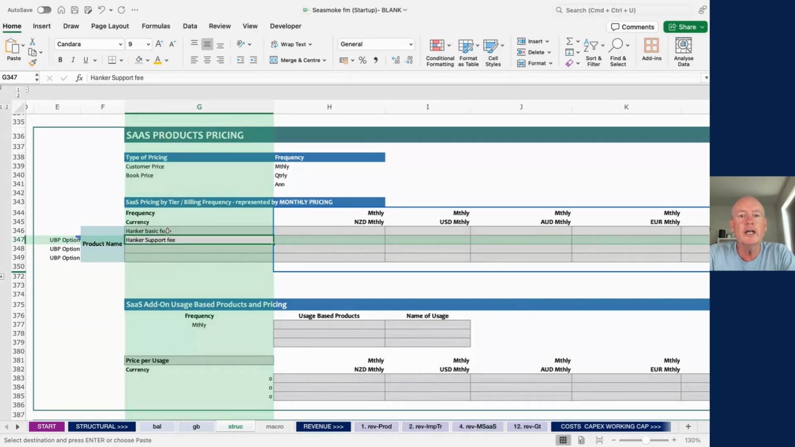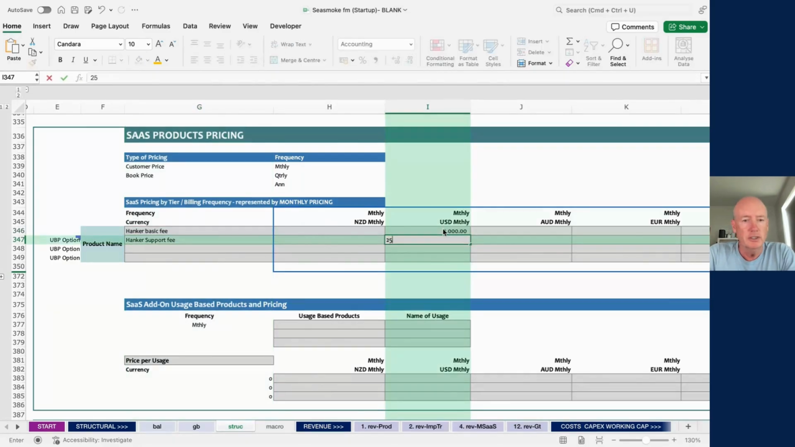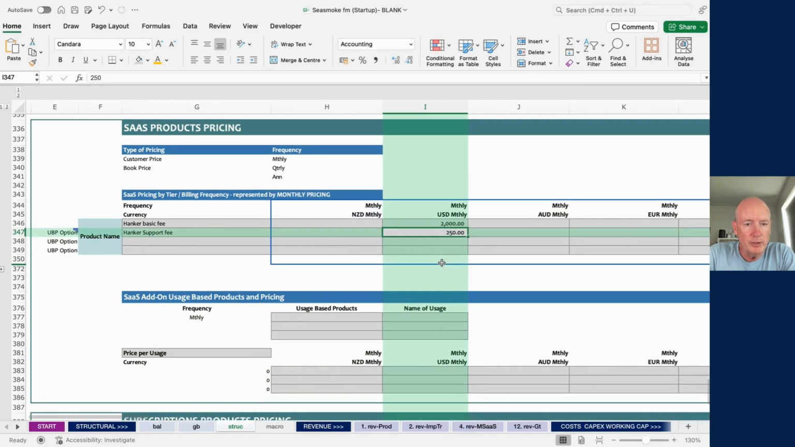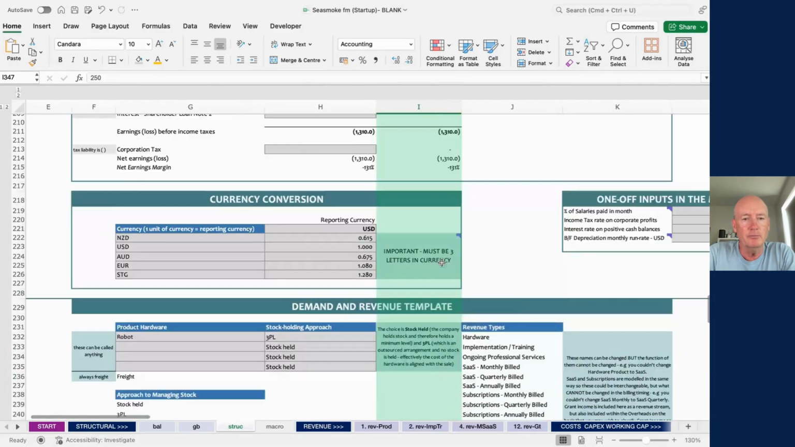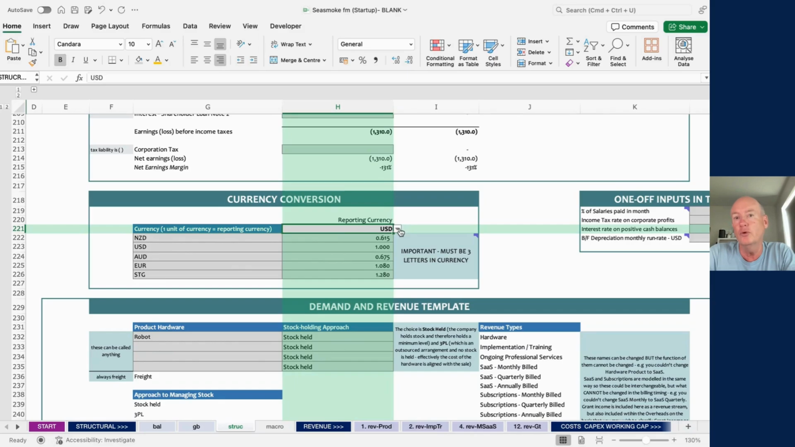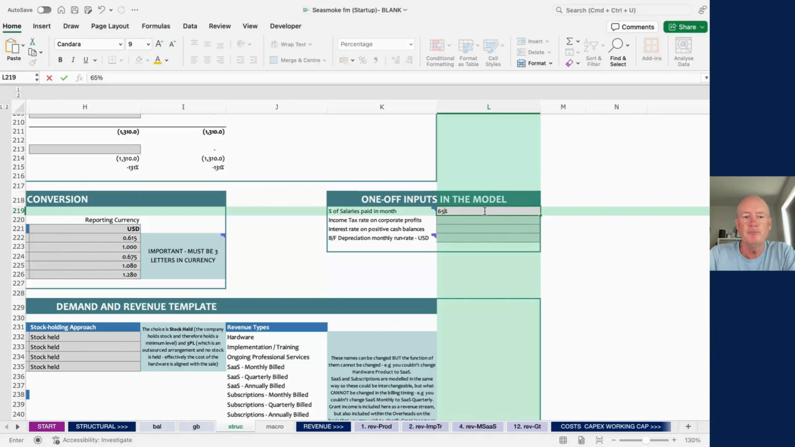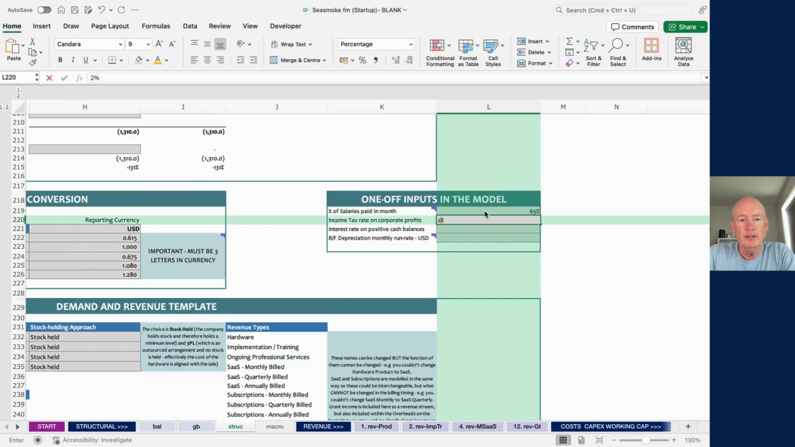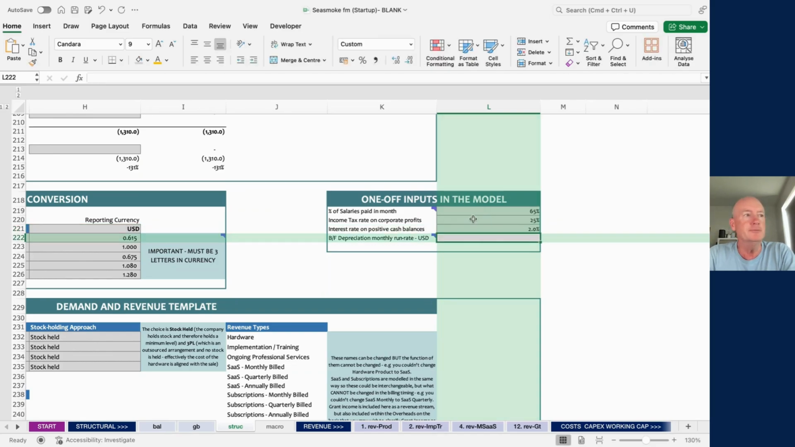This is to work out your depreciation. Up to you, can be anything you like. It's in months. And then down here, we've got SaaS. So we've got SaaS product pricing. We've got the Hanker basic fee, and we've got the Hanker support fee. And you'll know more about this from the previous slide deck that I showed you before you came on this. So we're going to be charging $2,000 a month and $250 a month for that. And that's pretty much it. That is the setup. So away we go.